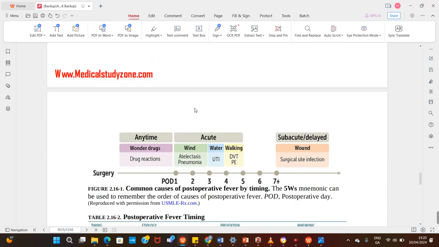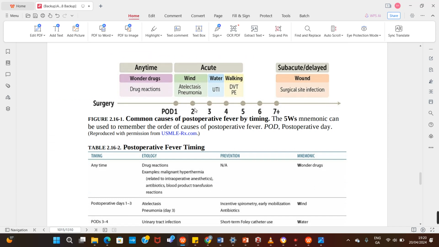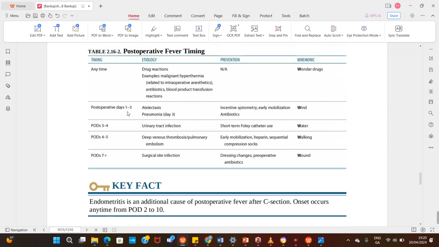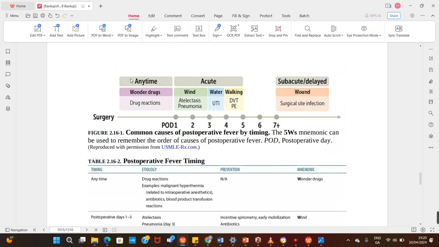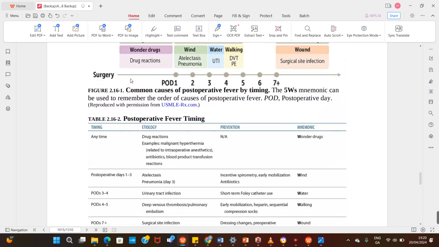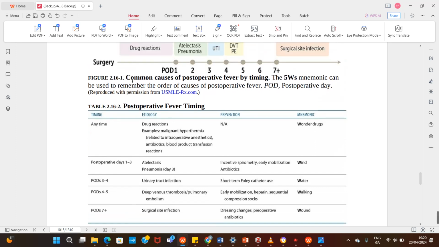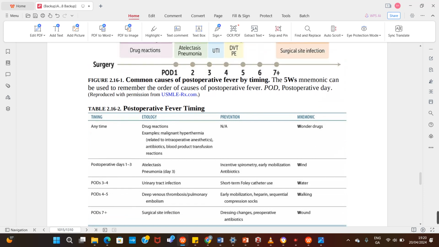So it's classified into 5 major categories based on the timing of the fever. The USMLE likes asking this a lot of the time. So based on the timing, you have some causes of post-operative fever that can cause the fever at any time. At any time. But we are going to get clinchers in the question stem that are going to tilt your mind towards any of those pathologies.